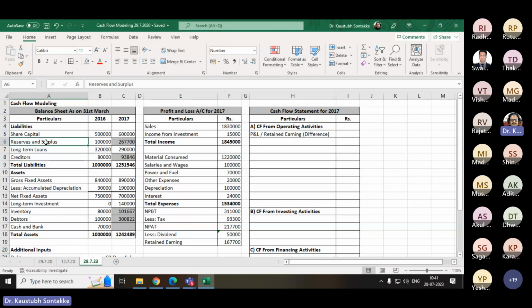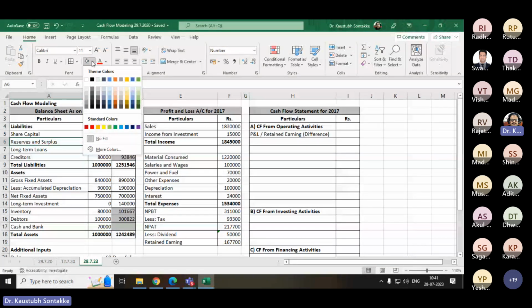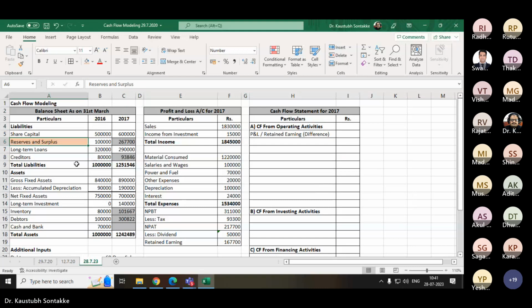The first item I'm taking is retained earning. I will color code this with a different color, reserves and surplus. If you have profit and loss account here, you will take profit and loss account. But now you don't have P&L, you have reserves and surplus. So you can take the difference between these two years.